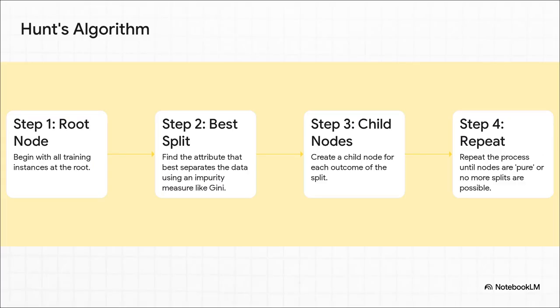So how do you build a decision tree? Well, we use algorithms like Hunt's. And the core idea, the whole strategy, is to find the best possible question to ask at each step. And what makes a question best? It's the one that splits the data into the cleanest, most pure groups possible. You're trying to get all the yeses in one bucket and all the nos in another. And you just keep doing that, splitting and splitting again, until every group is as pure as it can be.